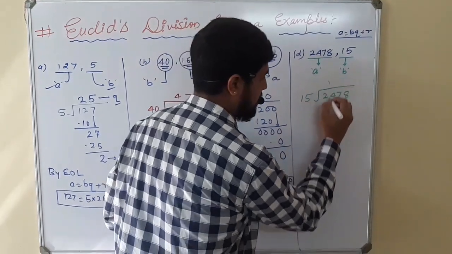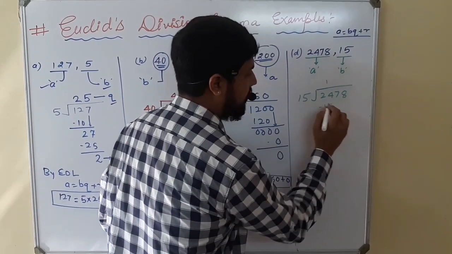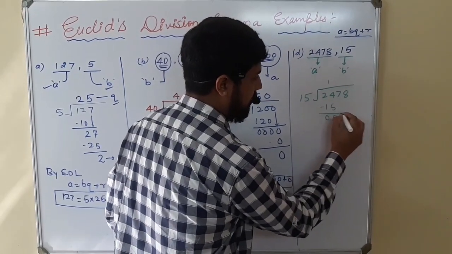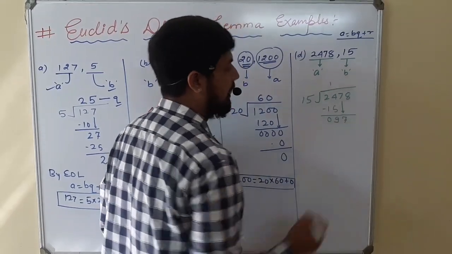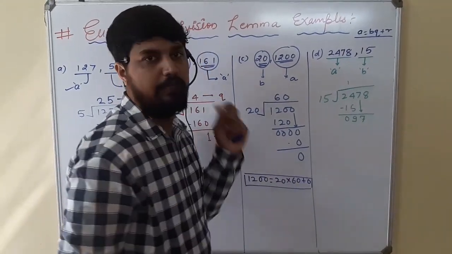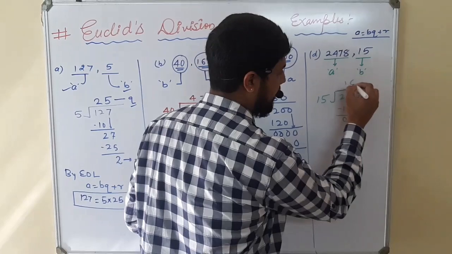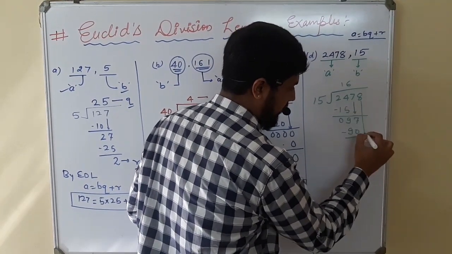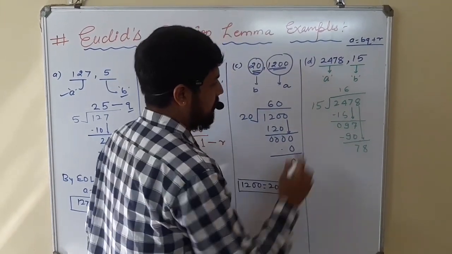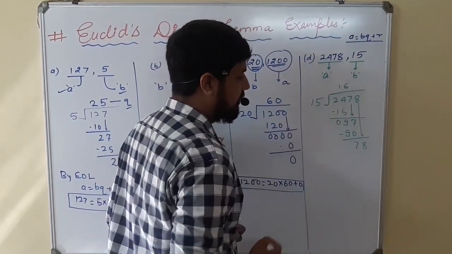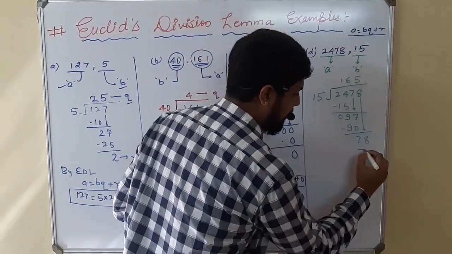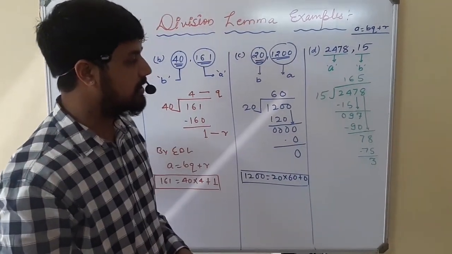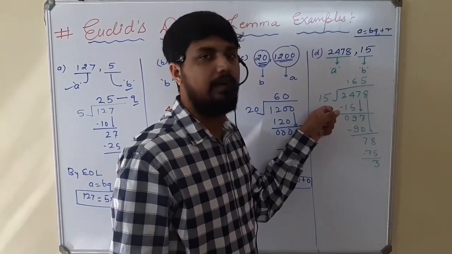So 15 ones are 15. Now 24 minus 15 is 9. Now this 7 we will carry forward. Now count the table of 15. 15 sixes are 90. So it is 90. Then again subtraction gives 70. Then this 8 we will get down. Now 15 fives are 75. Now the remainder is 3. Now again we reach the position where the remainder is less than our divisor.